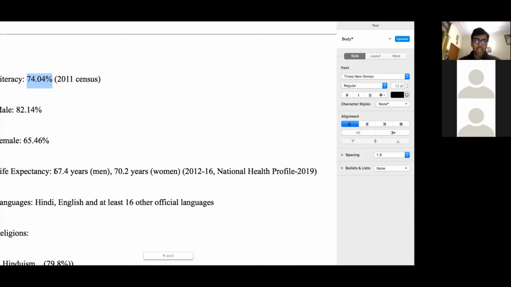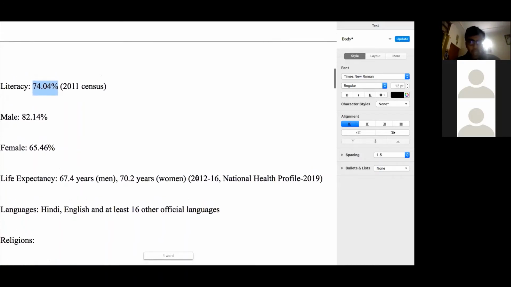So you can very well mention that based on the National Health Profile of 2019, based on 2012 to 2016 figures, the life expectancy is 67.4 years for men and 70.2 years for women. So you can say that is according to the National Health Profile that was published by the Government of India in 2019, which is based on the 2016 data. Till 2016, the data was collected and it was published in 2019. So this was the life expectancy for Indian males and females.